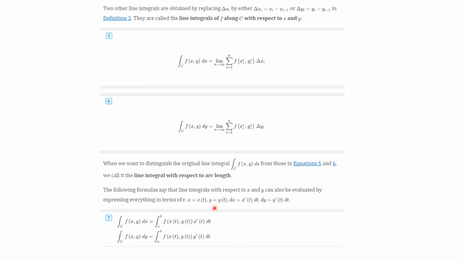Now, if x is x of t and y is y of t, then dx is the derivative of x with respect to t, so dx is going to be x prime of t dt, and dy is going to be y prime of t dt. So what we have is the integral with respect to dx, with x prime of t dt, and this is y prime of t dt. But realize that we have a parametric representation of x and y, and we're using that to find x prime and y prime.